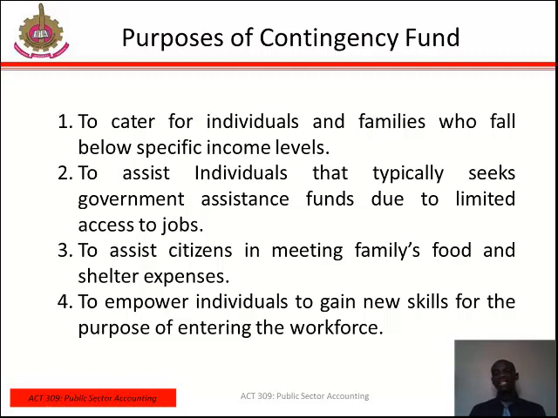Government contingency funds offer temporary assistance in the following ways. Number 1, to cater for individuals and families who fall below specific income levels; to assist individuals who typically seek government assistance funds due to limited access to jobs; to assist individuals who are incapacitated to work due to illness or disability or deficiencies in marketable skills; to assist citizens in meeting family food and shelter expenses; to equip individuals to gain new skills for the purpose of entering the workforce; and to enroll unemployed citizens in job training and counseling programs to assist them in securing higher incomes. These are some of the purposes of a contingency fund.